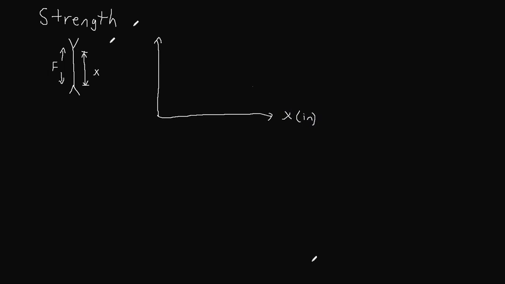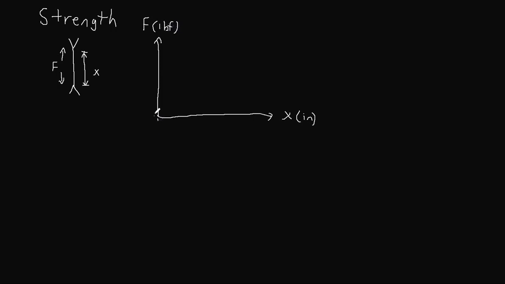So to keep this simple, let's think about a string suspended between 2 points. We're going to measure the length of that string. I'm going to call that x, and we're going to apply a force to it, pulling it apart, and I'm going to call that F. Now I'm going to create a graph where we plot the force in that string as we increase that length x. So we have x here on the x-axis in inches, and we have the force here on the y-axis in pounds. Let's say pounds force, just to be clear.